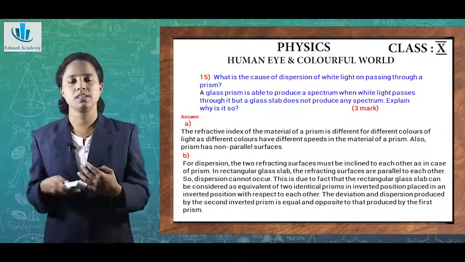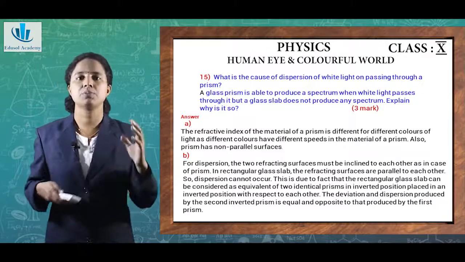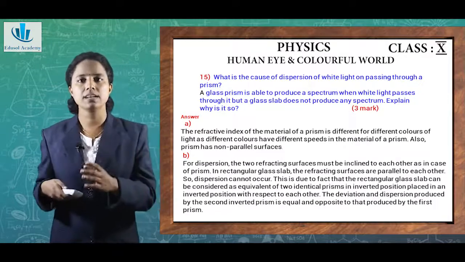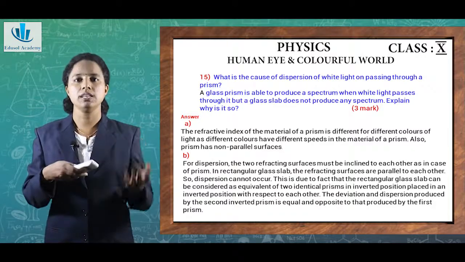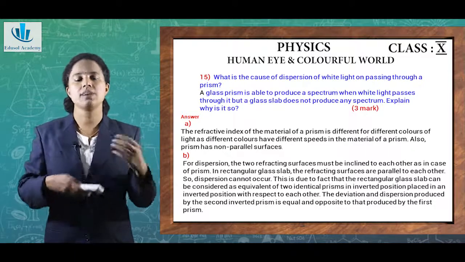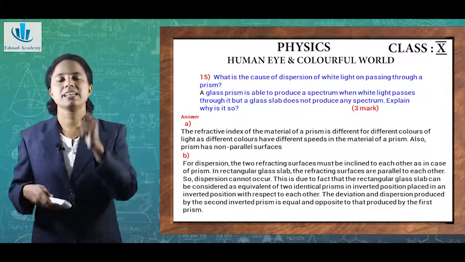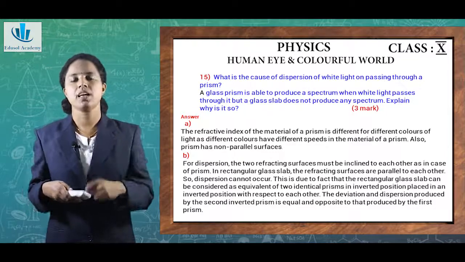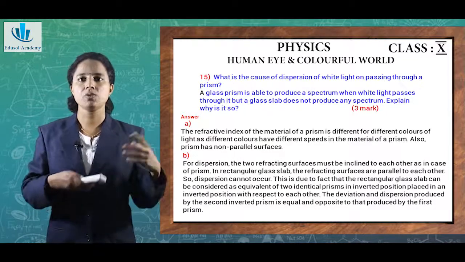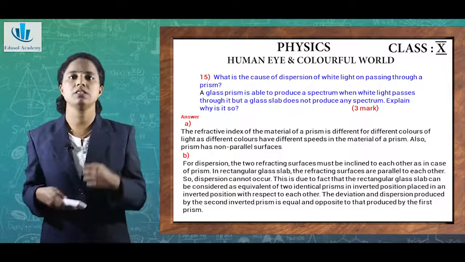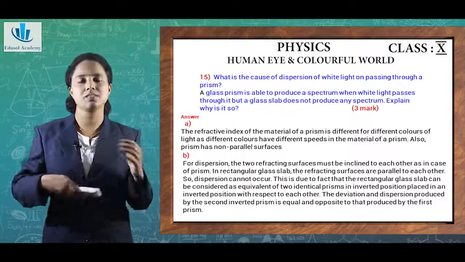Next question: what is the cause of dispersion of white light when passing through a prism? The second part of the question is, a glass prism is able to produce a spectrum when white light passes through it, but a glass slab does not produce any spectrum. Explain why it is so. The first part, we need to find what is the cause of dispersion of white light when it passes through a prism.